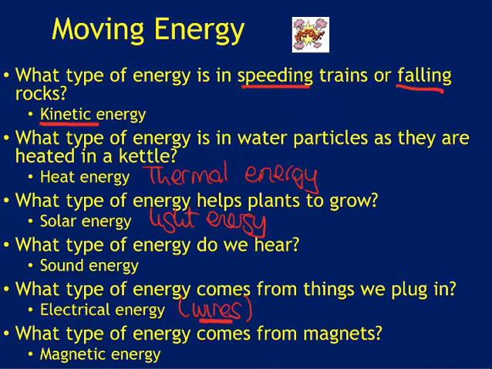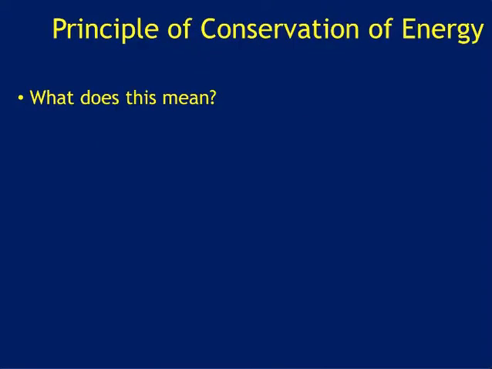So you've hopefully seen magnets and iron filings. They pull the iron filings to them. That is moving energy. So kinetic is the posh word for moving up at the top. And we have our posh word thermal. Solar means light. And again, all of these are moving energies. Now, we have to do one of the laws of physics, and it's called the principle of conservation of energy.